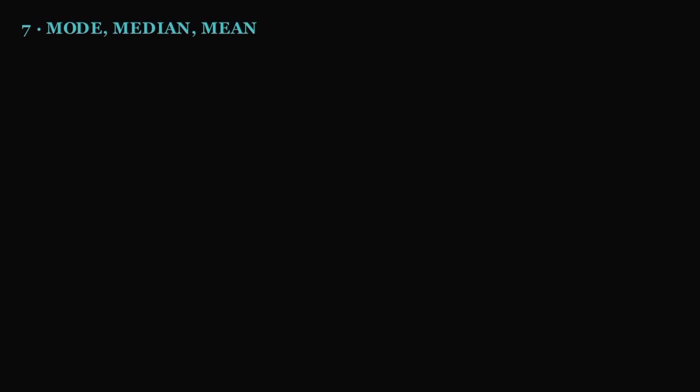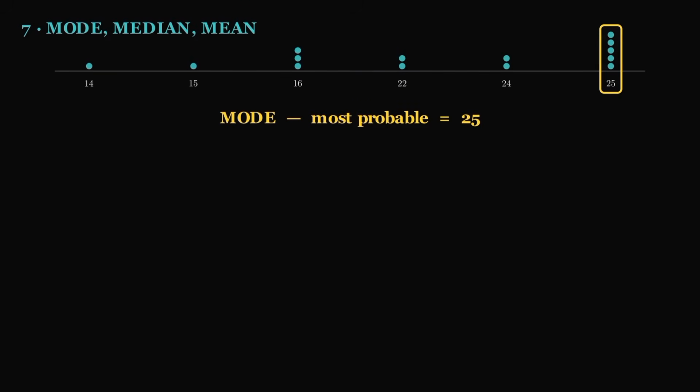With the same room of 14 people, we can ask a few more questions, each with a precise standard answer. First, the most probable age. Just look for the tallest bar. Five people are 25. Nobody else comes close. So the most probable age is 25.